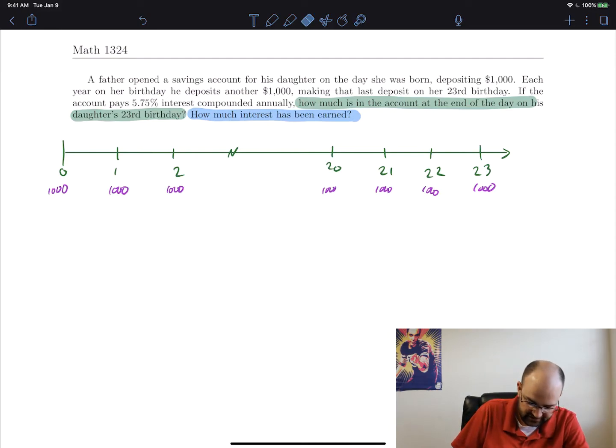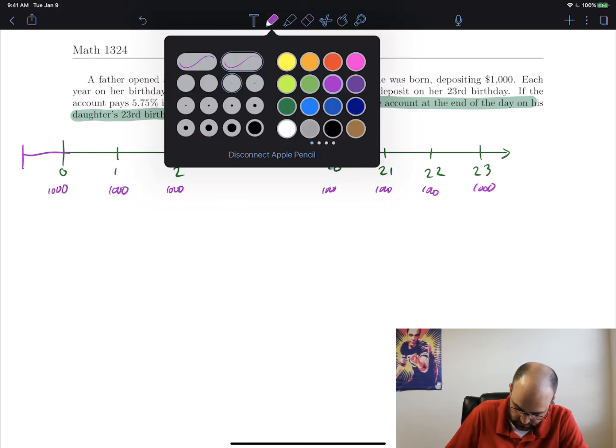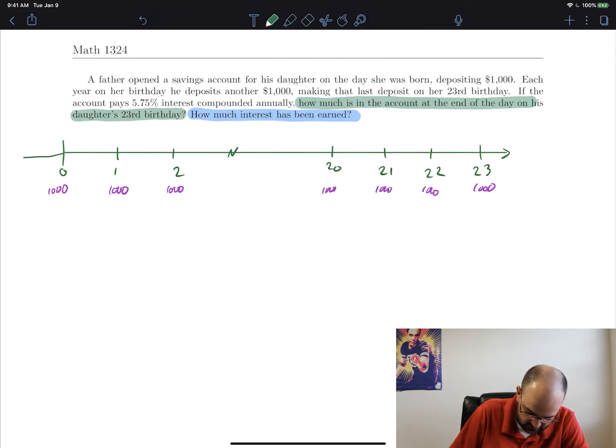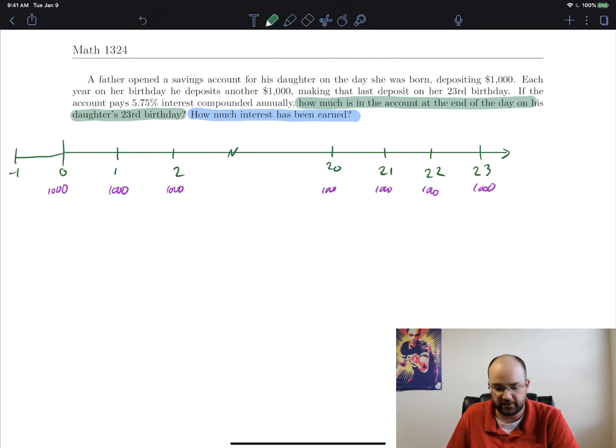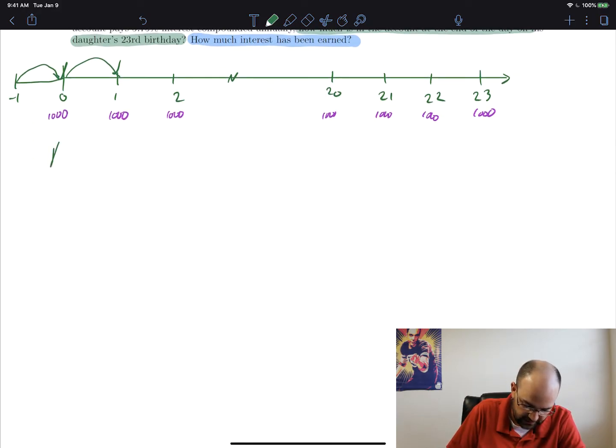In fact, you should think of this as extending to this -1. This should be extending to the -1 to make this an ordinary annuity, because at the end of this period is when you make the payment, and then at the end of this period is when you make the payment, and so on and so forth, in order to use the formula that we've been using. So now that we've done this, let's use the formula.